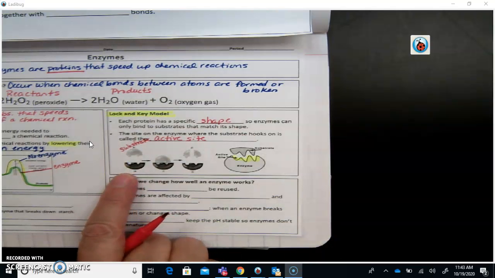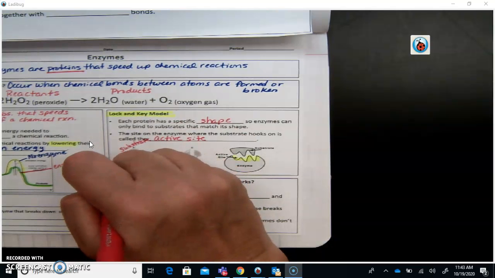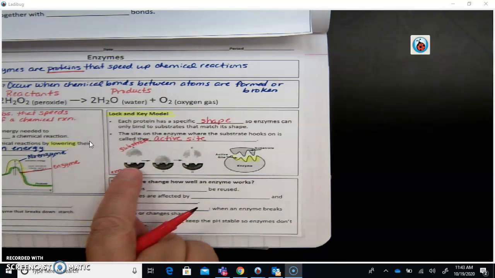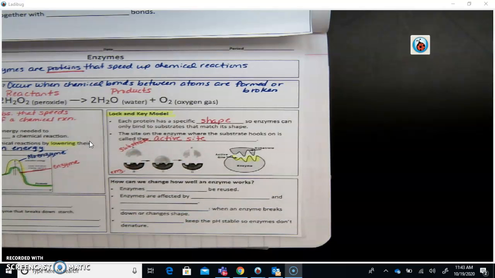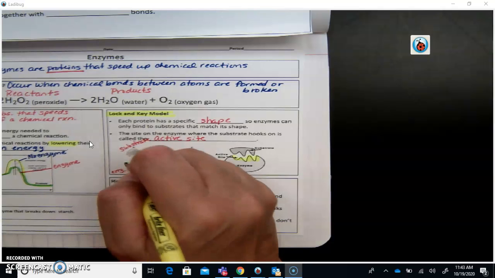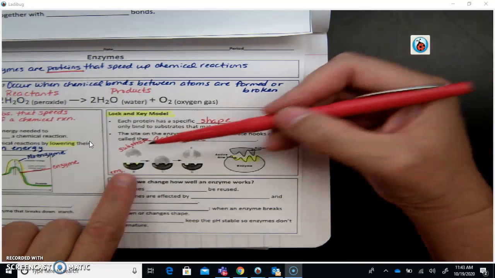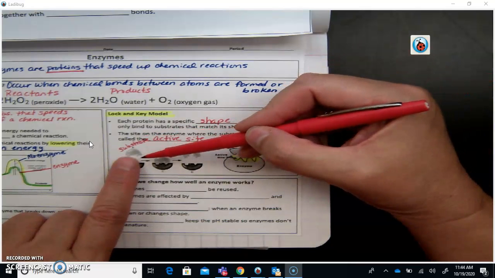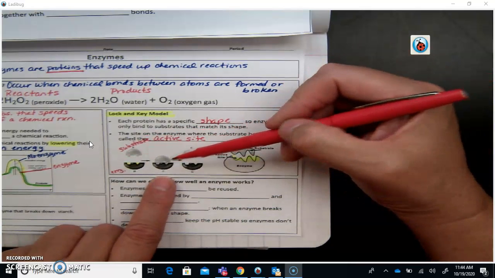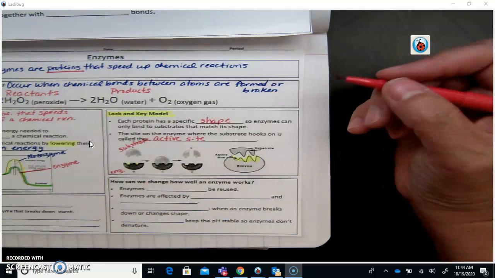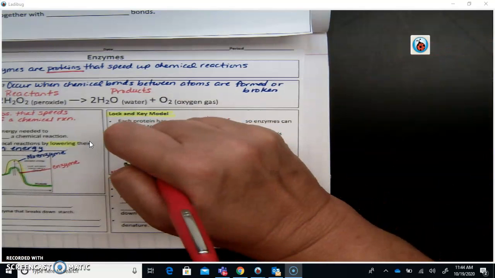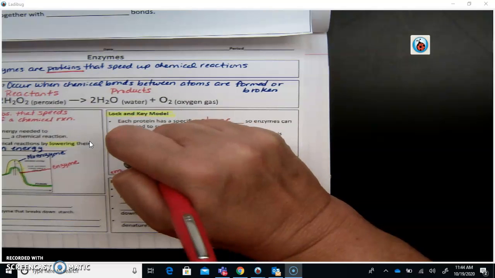B is going to be our enzyme, and it has an active site. Here in the yellow is the active site. That's where the active site is going to be. When the enzyme and substrate come together, C is going to be the enzyme substrate complex, and I'm abbreviating enzyme.